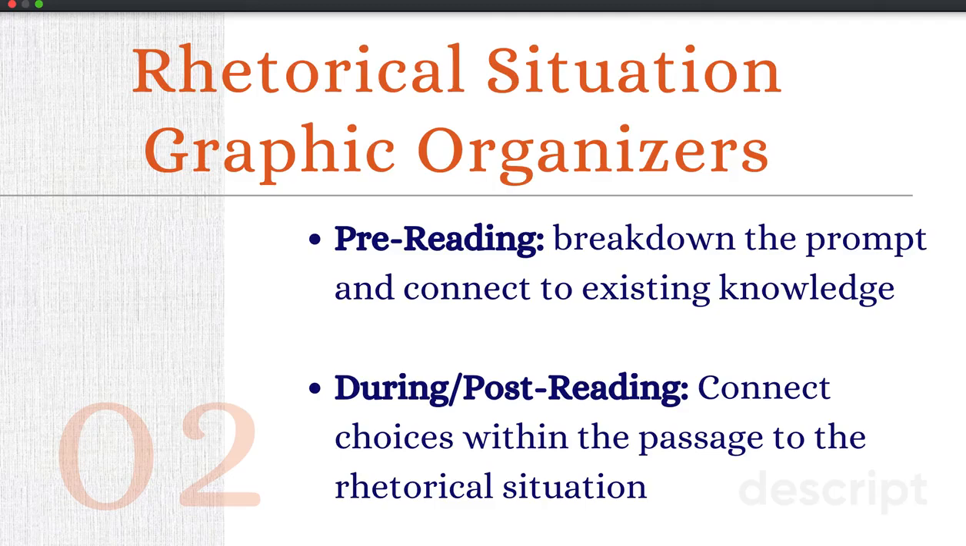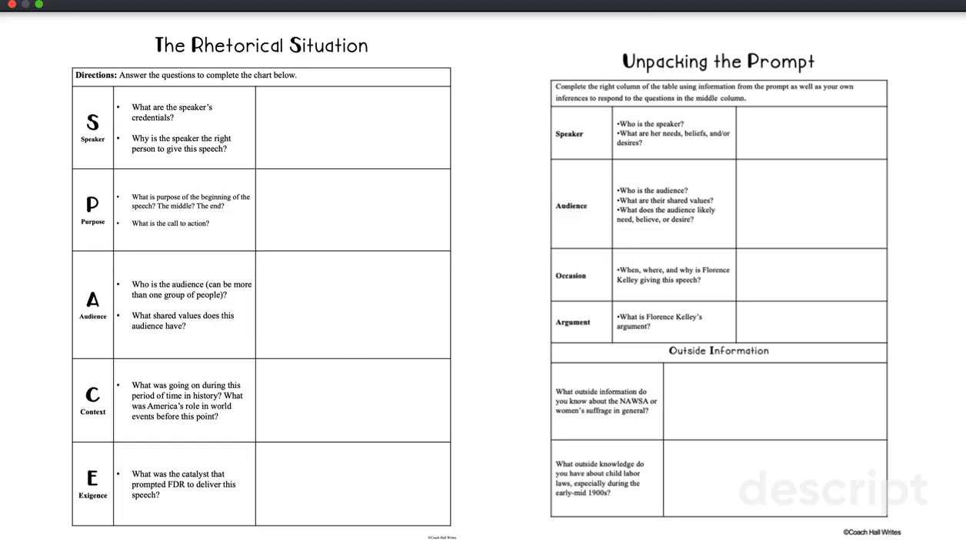So there are a couple different ways you could do this. Sometimes I like to do it as a pre-reading activity where students break down the prompt and we also talk about their existing knowledge, maybe of the speaker, if it's somebody famous, or the historical context. Other times we might do it after they've read a piece. That way they have more information from the passage and then they would often have more to say about the rhetorical situation. Let me show you some examples of some of the graphic organizers that I've used with my students. These are relatively easy to create and they can be a very quick grade as well.